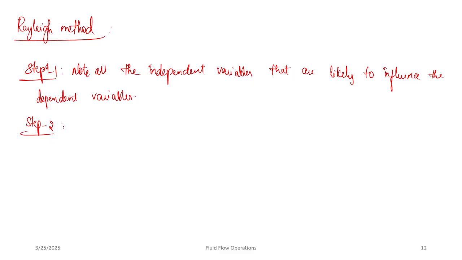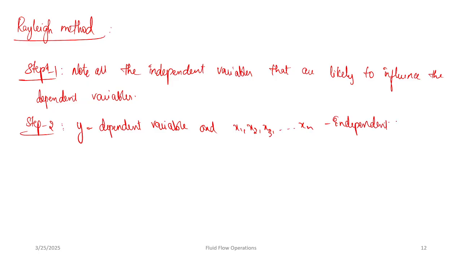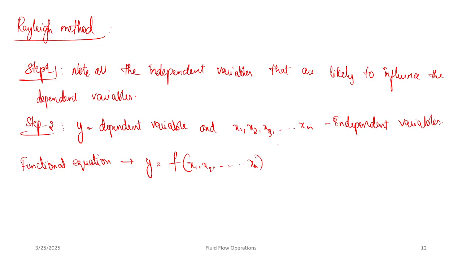Step 2. If y is a variable that depends upon independent variables, say x1, x2, x3, and so on till xn, where y is the dependent variable and x1 to xn are independent variables, then a functional equation can be written as y is a function of x1, x2 till xn.